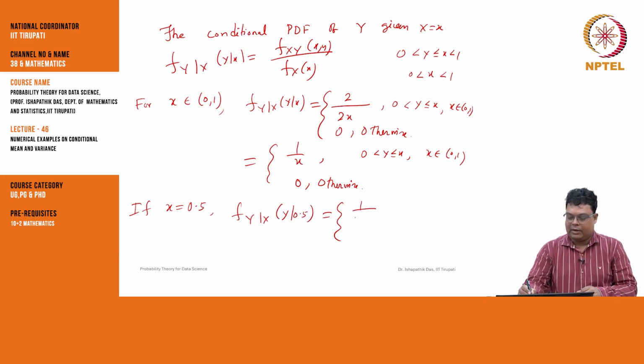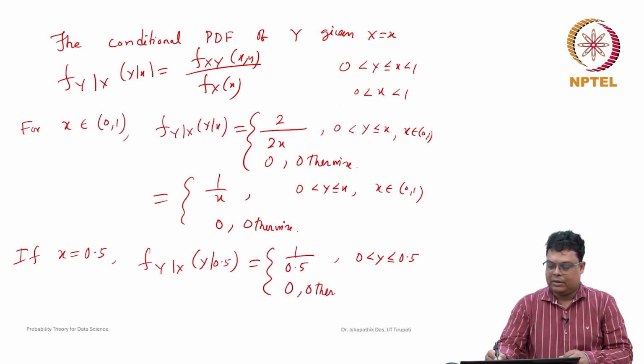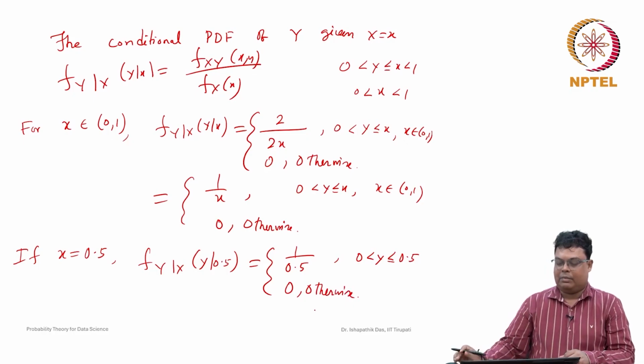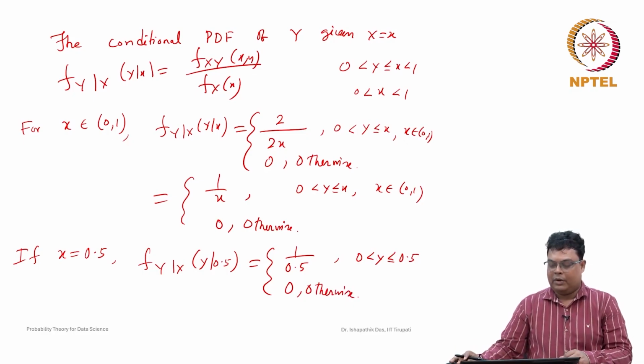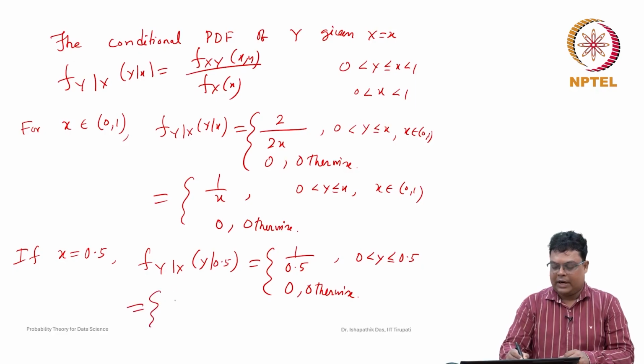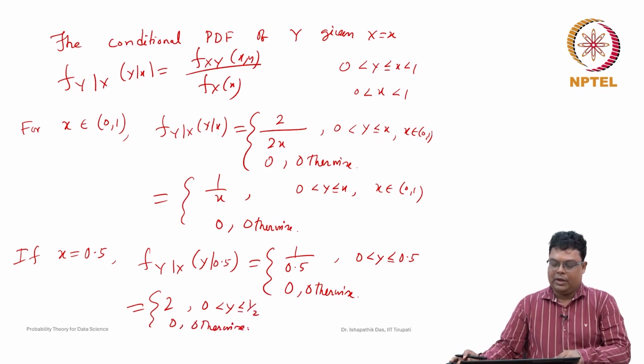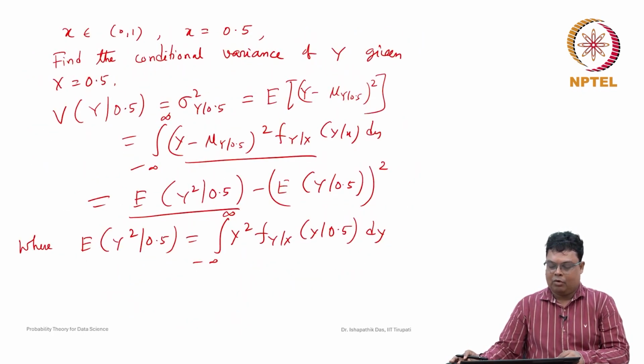So let us write down 1 by 0.5 whenever 0 is less than y, less than or equal to 0.5, and 0 otherwise. So this is the probability density function, and we can write it in simplified form: this is 2 whenever 0 is less than y less than or equal to half, 0 otherwise. Now we'll use this density function to compute these things.